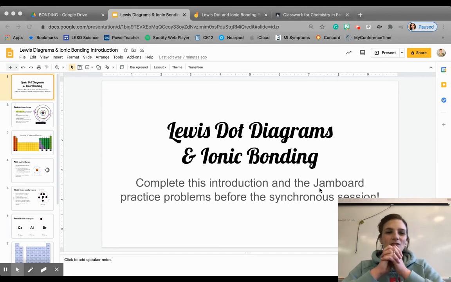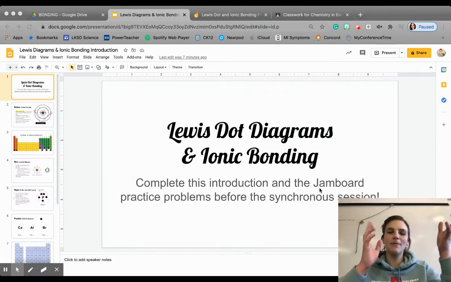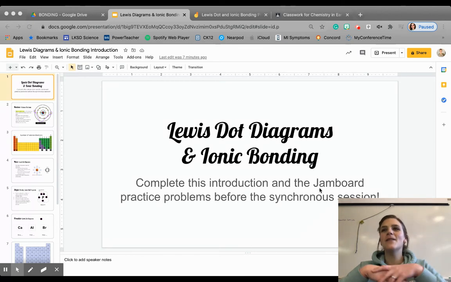We're going to get into a couple of specific types of bonds this week. The two types of bonds we're going to be talking about are ionic bonds and covalent bonds. And like I mentioned earlier, we're going to start with ionic bonds simply because I think these are the easiest to really think about. A couple things that we need to review before we really get into ionic bonding.